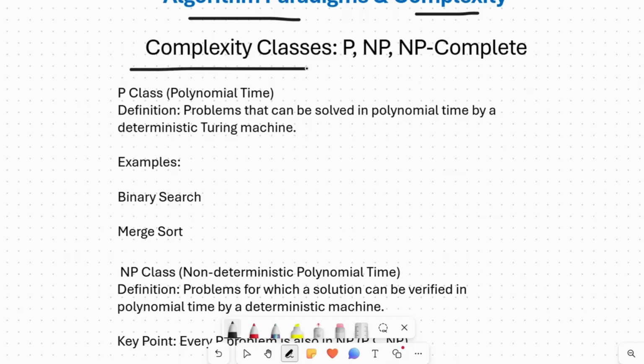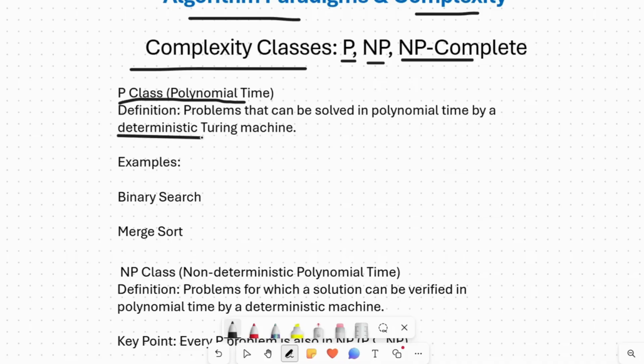Complexity classes, which we already talked about in lecture 2: P, NP class and NPC class. So what is P class? P class is the type of problem that is solved in polynomial time. If we talk about the definition, it is a problem that can be solved in polynomial time by a deterministic Turing machine.